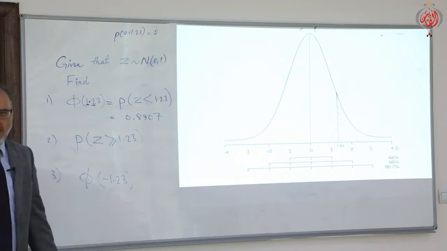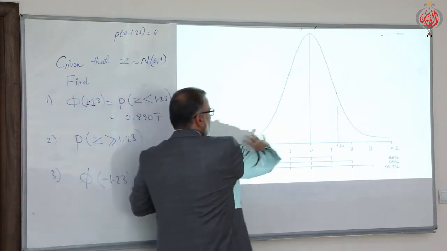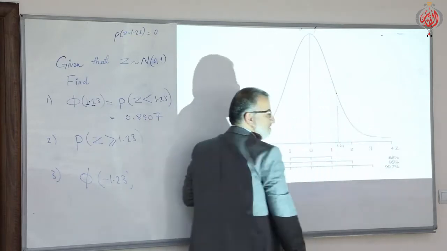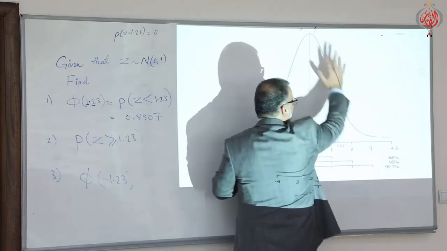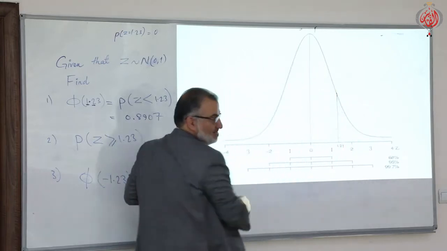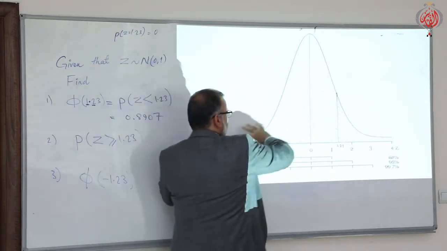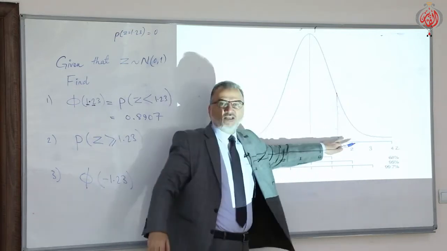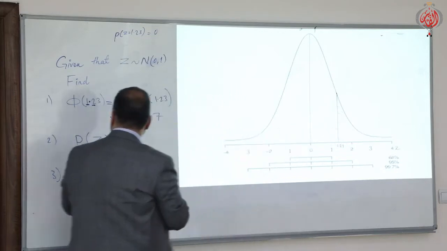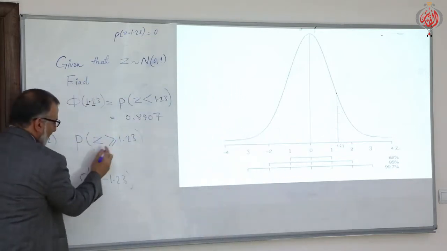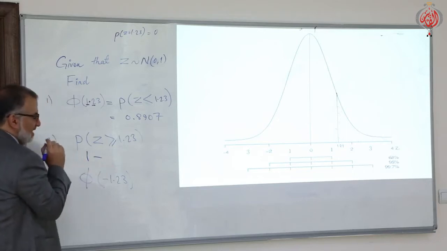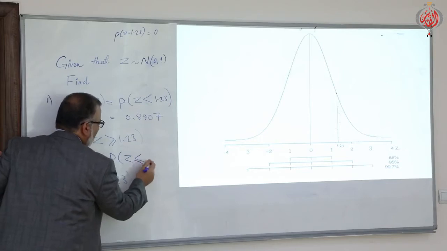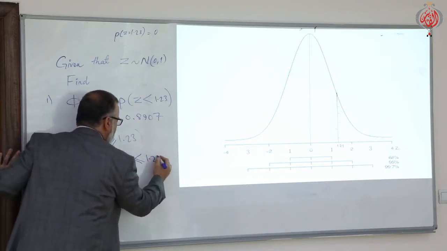Very simple. Since I know that the total area under the curve is 1, I will say all 1. This area is nothing but 1 minus that 1, the total minus the white area here. You will get the shaded one. Is that clear? So it means more than, you have to make it directly 1 minus the probability of Z less than or equal to, or without equal, no problem, 1.23.